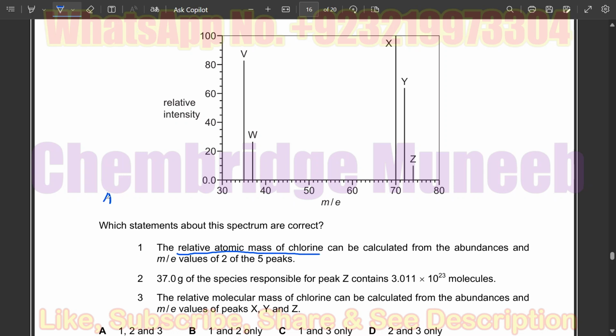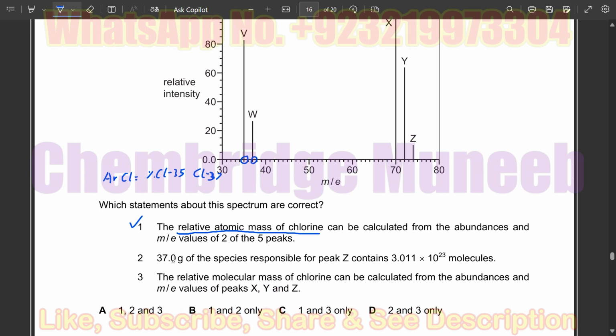As we know, the Ar of chlorine must be calculated from the percentage abundances of both chlorine isotopes, that is chlorine-35 and chlorine-37, and the m/e values. The m/e values are given here, 35 over here and 37 over here, along with the percentage abundances. So option 1 is correct.